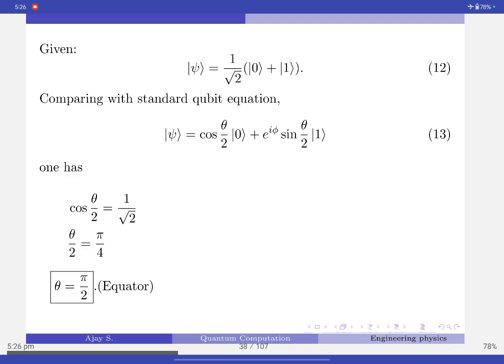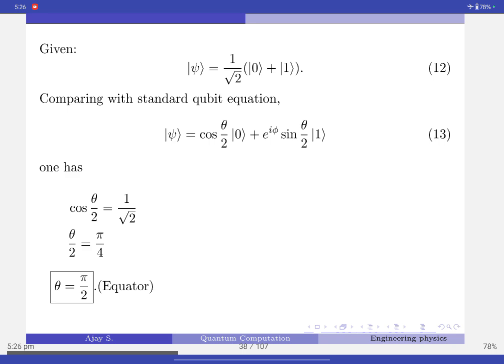Ket psi is equal to 1 by root 2 (ket 0 plus ket 1). So comparing this with the standard qubit equation, the coefficient cos theta by 2 has to be equal to 1 by root 2 by comparison.